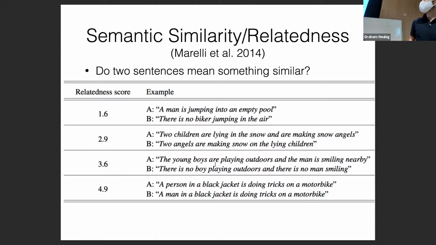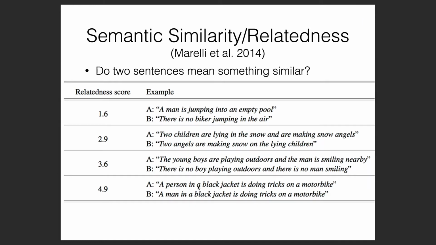Another type of classification task is semantic similarity or relatedness. And what this is saying is that this is no longer a binary classification that says this is exactly the same or this is totally different, but rather it's a regression task where you take in two sentences and you want to predict a relatedness score between them. So for example, a man is jumping into an empty pool. There is no biker jumping in the air. These have jumping here, but they mean basically very different things. On the other hand, we have a person in a black jacket is doing tricks on a motorbike. A man in a black jacket is doing tricks on a motorbike. These are virtually identical, so they get a high score.